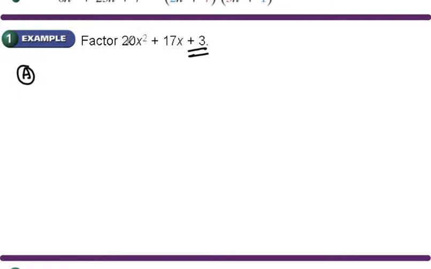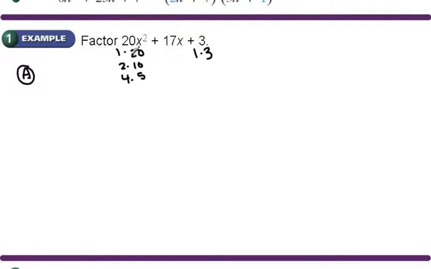All right, so 20x squared and 3. When I was in school, we would go, all right, 20 and 3. Well, I know 20 has 1 and 20, 2 and 10, and 4 and 5. And 3 only has 1 and 3. So now I need to multiply these together to see which ones would give me a sum of 17.